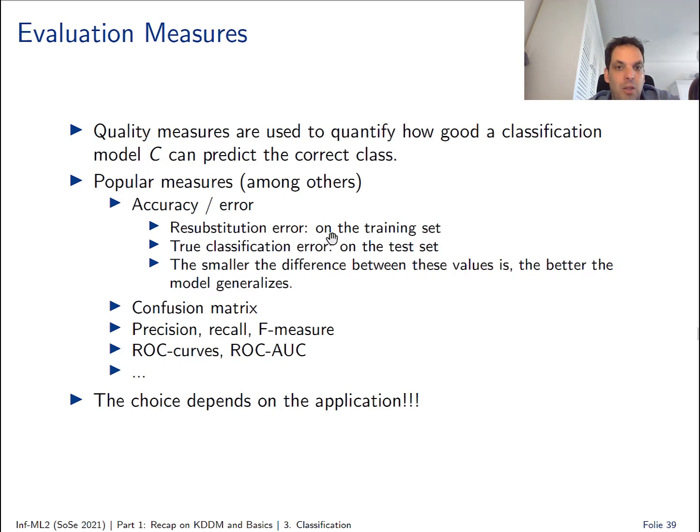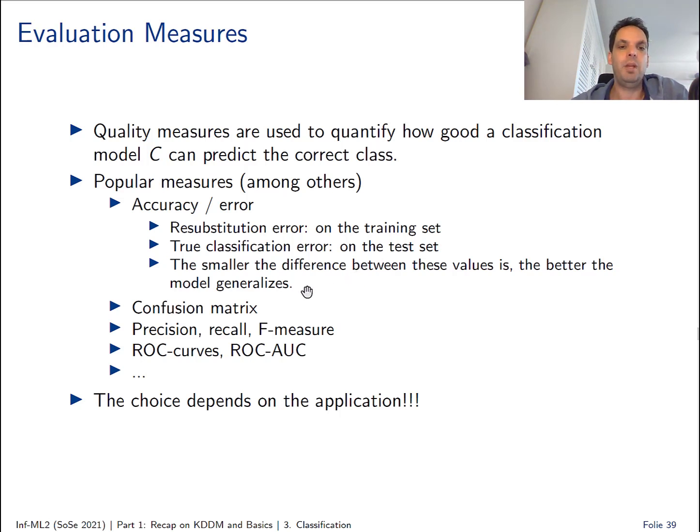Typically you will assume that the error on the training set is a little lower than the error on the test set, because the training set is what you used for training, and the test set has not been used for training. The objects in the test set haven't been seen during training, so you expect the true classification error to be a little bit higher than the resubstitution error. But still the difference should be small. If the error on the training set is very small, but the true classification error is high, then something is wrong, and typically that means you have an overfitting problem.